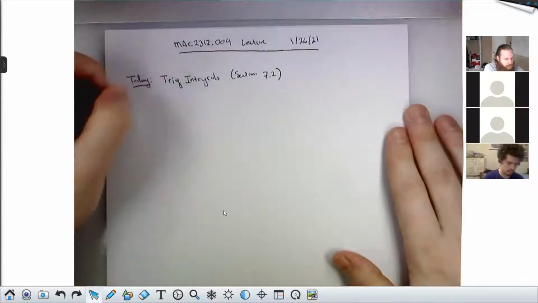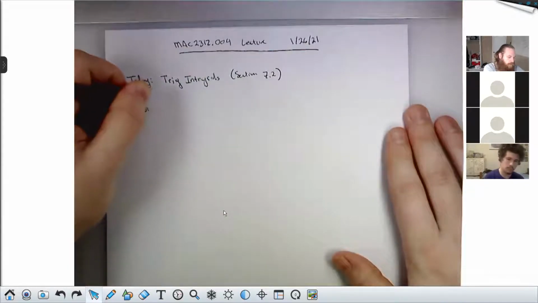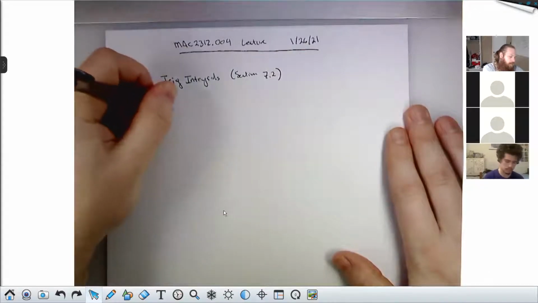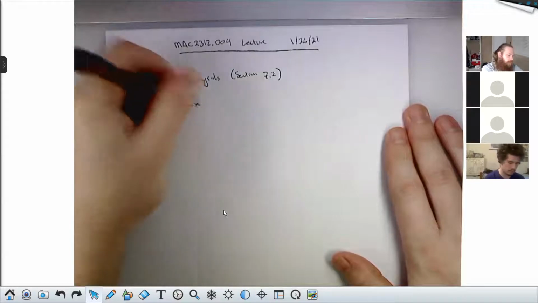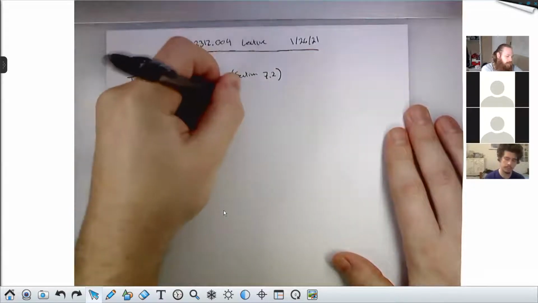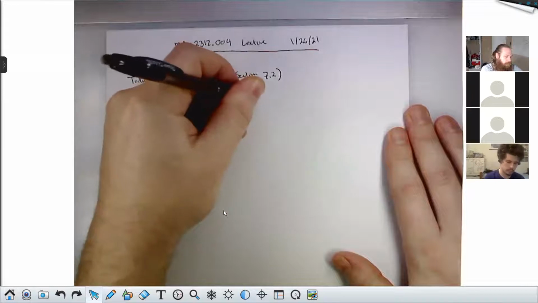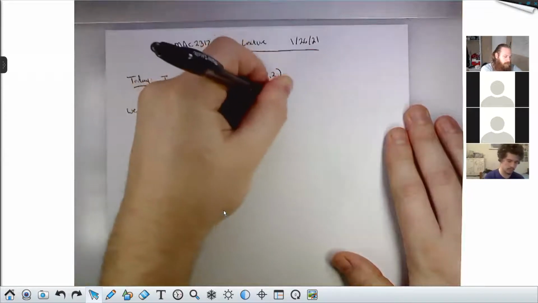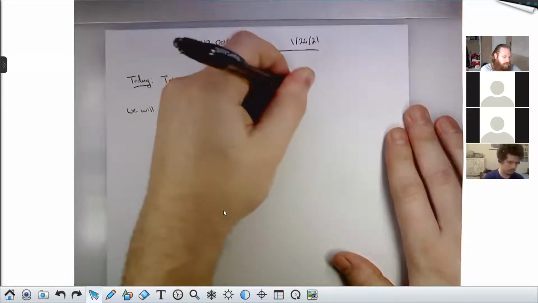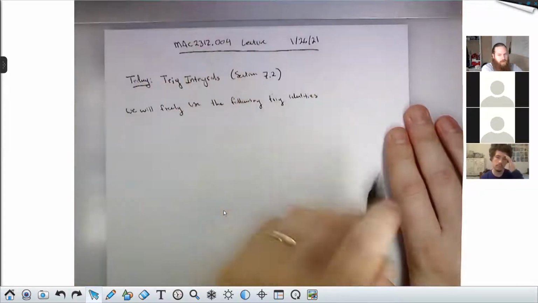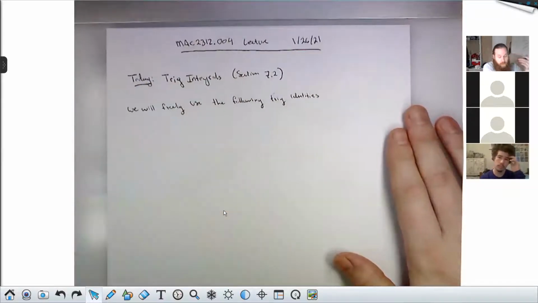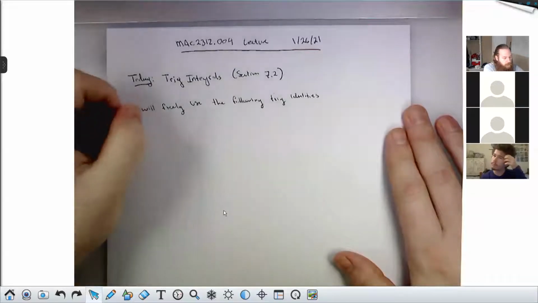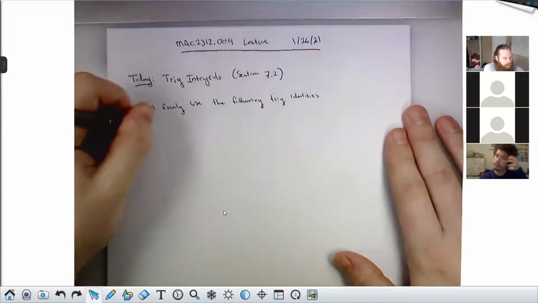Some prerequisite knowledge: we will freely use the following trig identities. If I use anything that's not from this list, I'll explain where it's coming from, but things from this list we will use often.